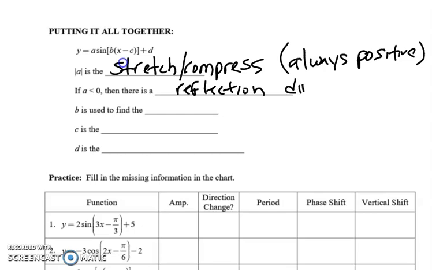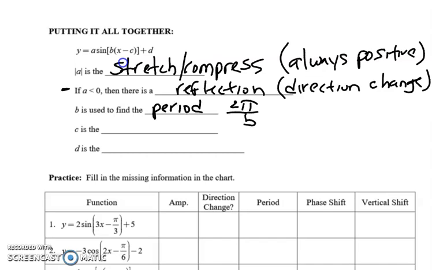You'll see direction change if you see the negative. And that's what that means. Okay? B is used to find the period. 2 pi over B. C, that's your phase shift. That's going to be left to right.